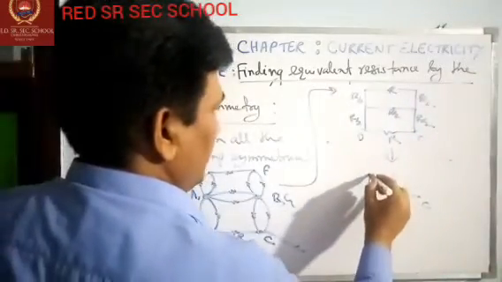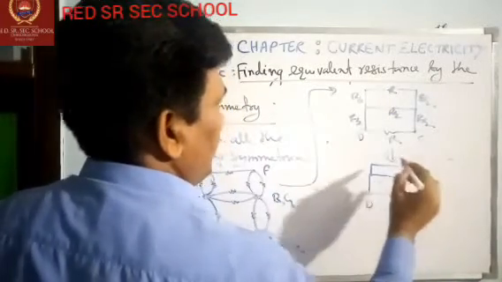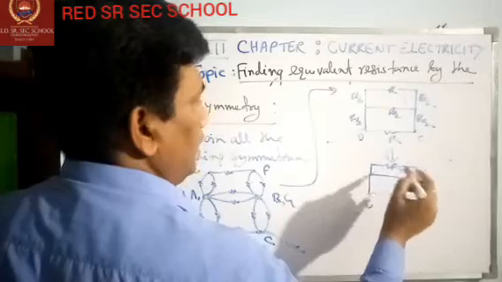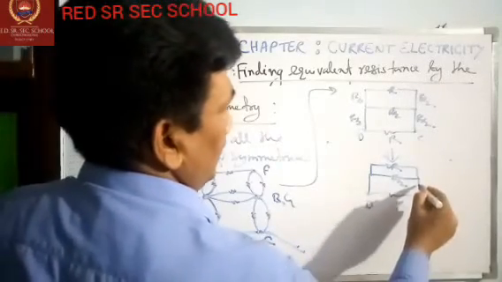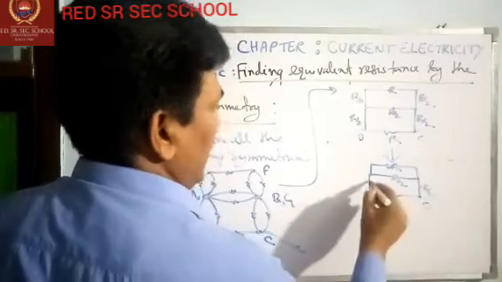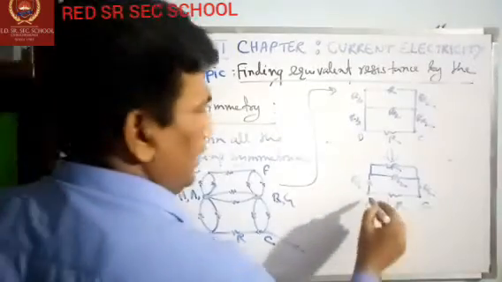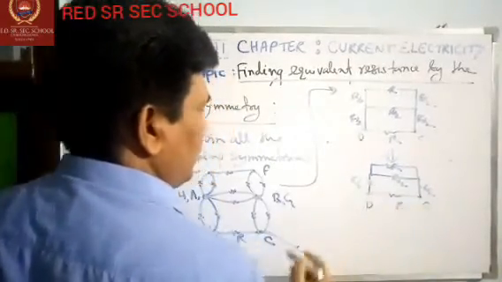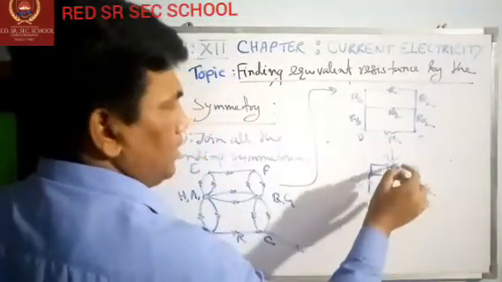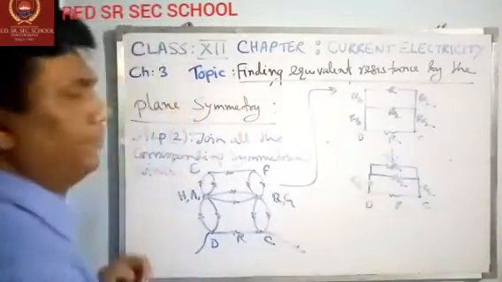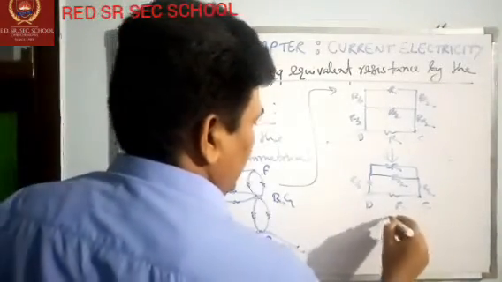So let me draw this. This is R by 2, this is R by 2, this is R by 2, and this is 2R. This is 2R, this is R by 2, this is R by 2, and this is R by 2. Check it once more. Now I think you should try to find out the equivalent resistance between D and C, because these 2 and half will be in parallel again. So what will be the next step?